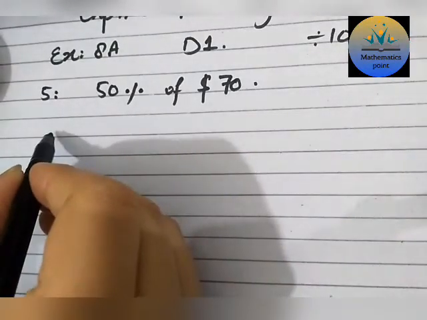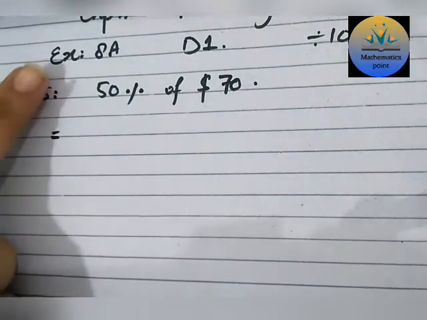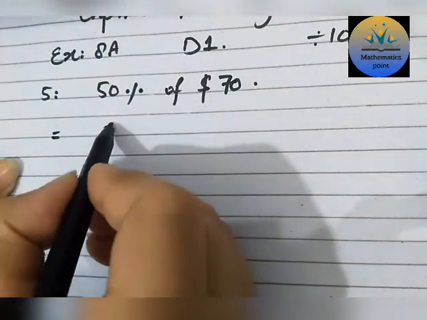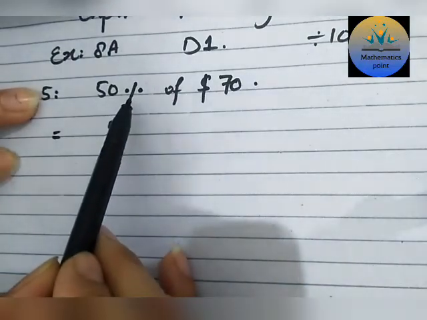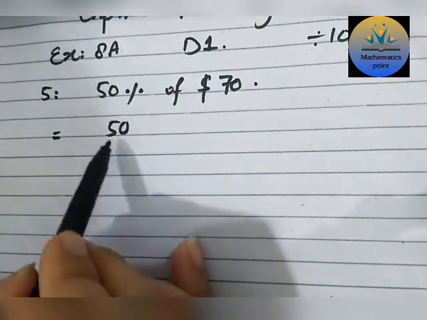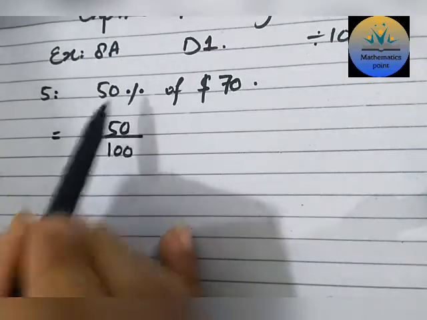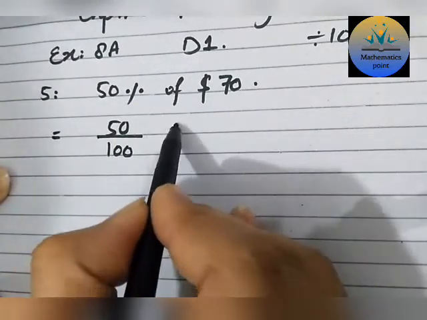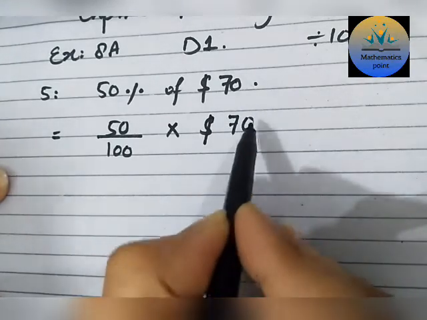Okay, in new books it is again exercise 4A. To the students who keep commenting 8A, 4A: in new books it is 4A and in the old one it is 8A. So 50%, 50 and this percentage sign. Now look at this percentage sign and when you solve it, remove this percentage sign and place a division by 100. Then "of" means multiply by the price that you have, $70.